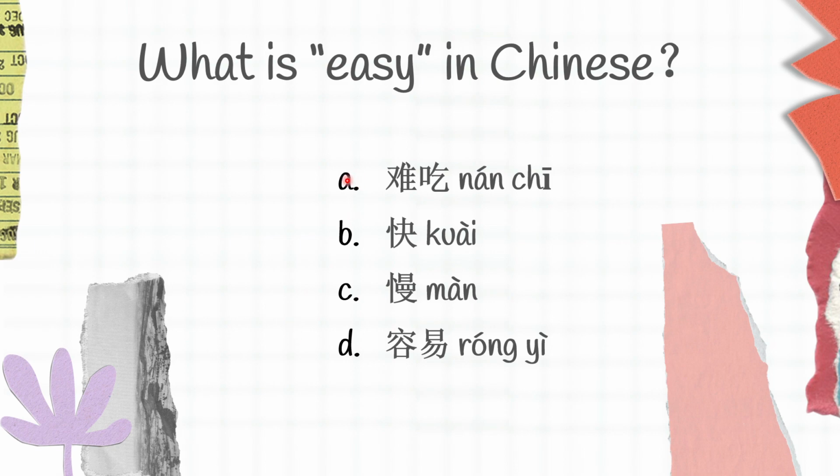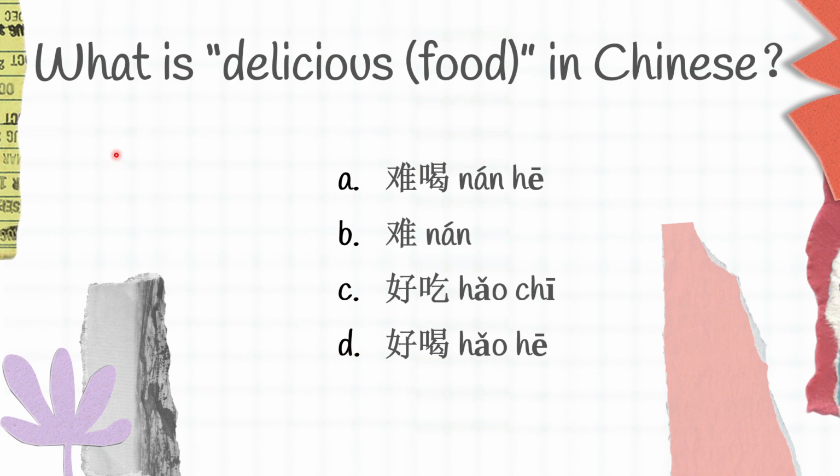So 难吃 is tasteless for food. 快 is fast. 慢 is slow. And 容易 is easy. So the right answer for this question is D, 容易.